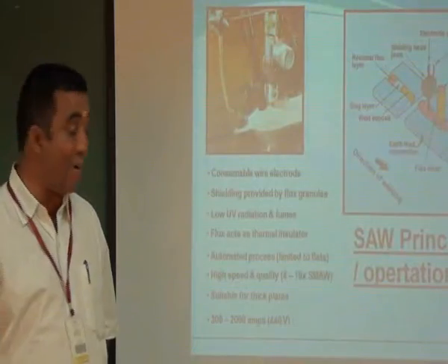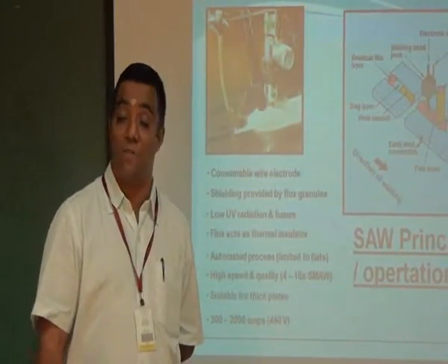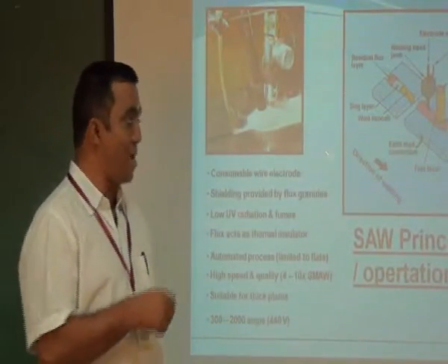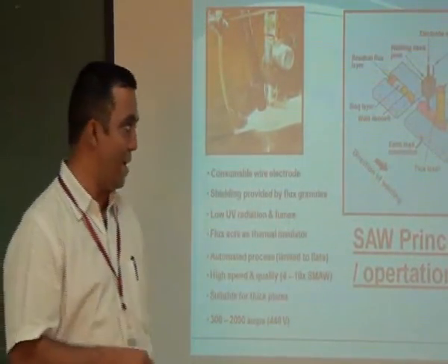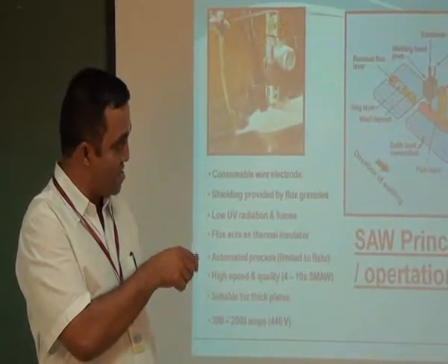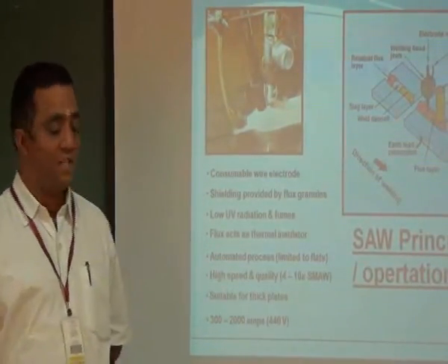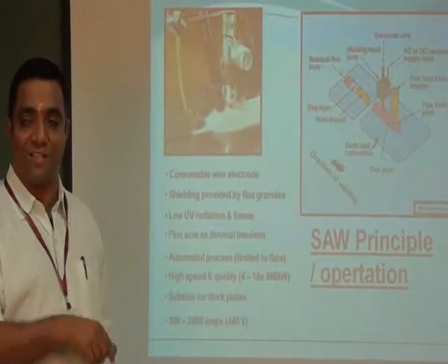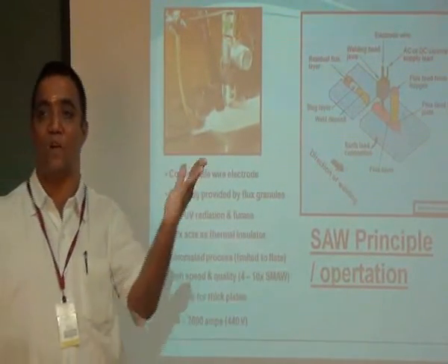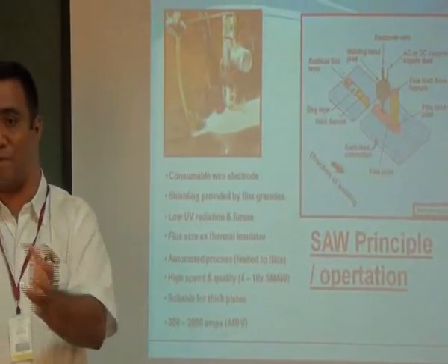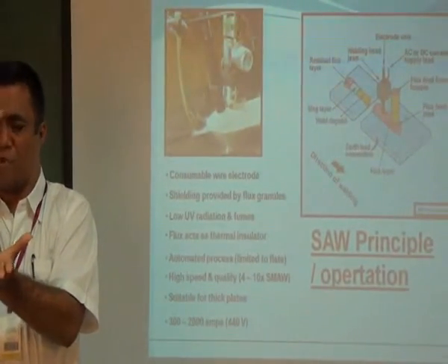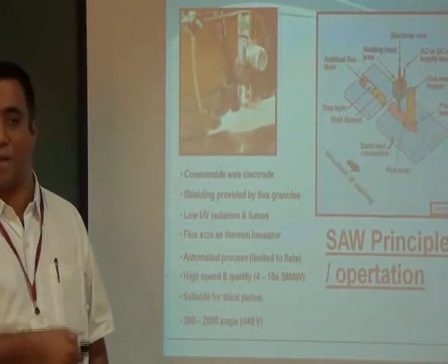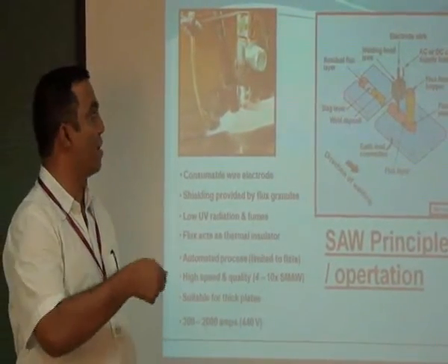And remember, there is one disadvantage: it cannot be used for thin plate welding. The minimum thickness is 12 mm. Multi-pass welding is not possible here because everything is shielded or submerged. But you can use 2 wires or 3 wires depending upon your requirements. When you want to weld a thick plate, when the groove size is large, and you want to deposit more wire, you can feed 2 wires or 3 wires depending upon your rate.